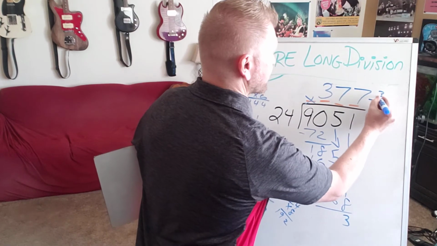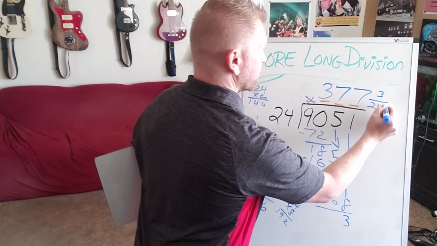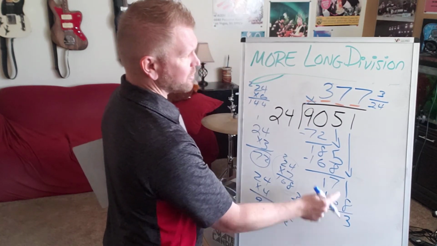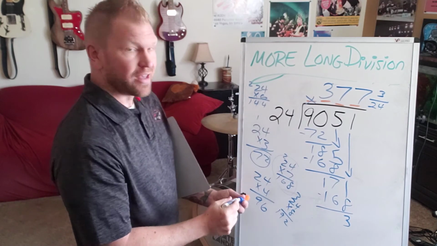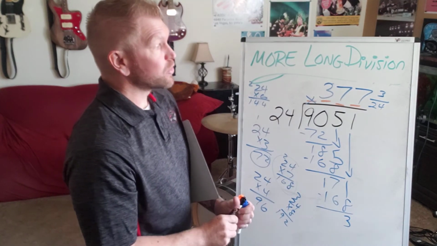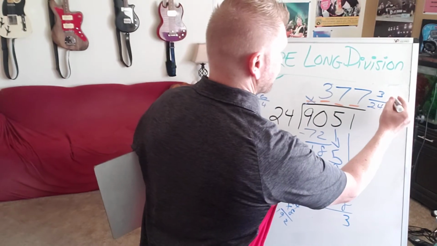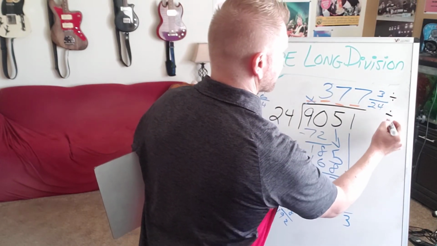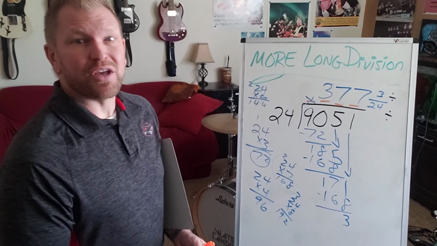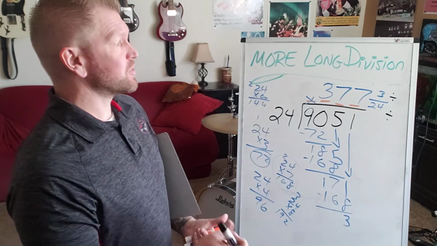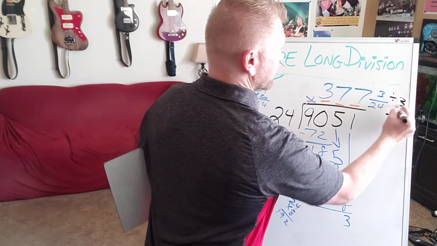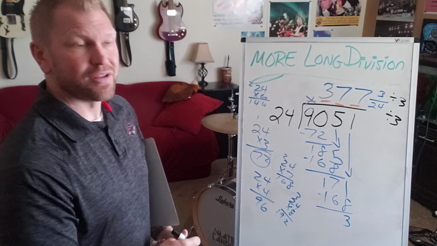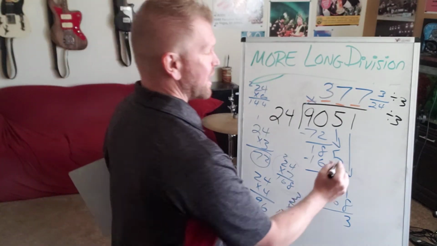Okay, so the final answer is 377 with a remainder of 3, which means it's 377, and the fraction would be 3 over 24. 3 because it's the remainder, 24 because it's the divisor. Now, last thing, can you simplify 3 over 24? Meaning, is there a common factor for 3 and 24? The only factor of 3 other than 1 is 3 itself. But does 3 divide into 24? The answer is yes.